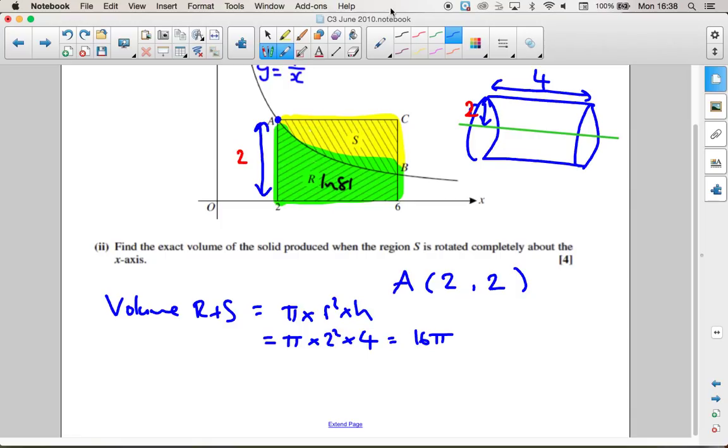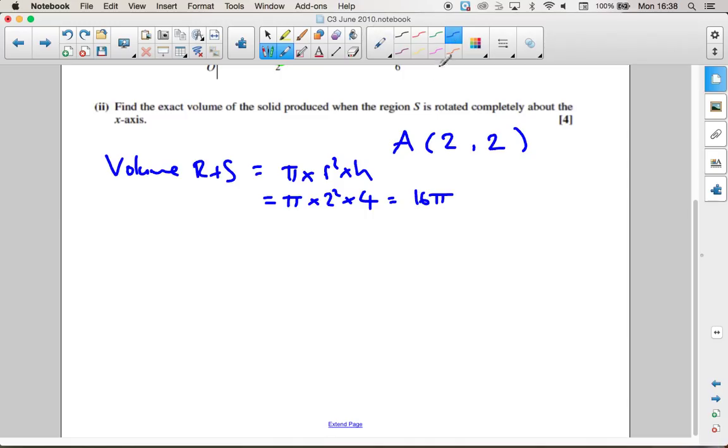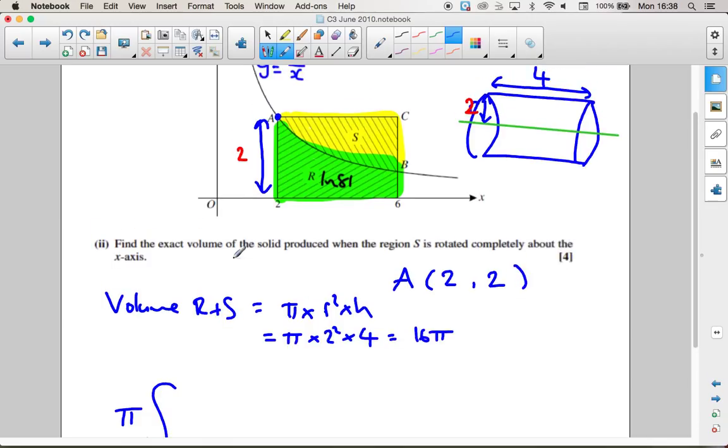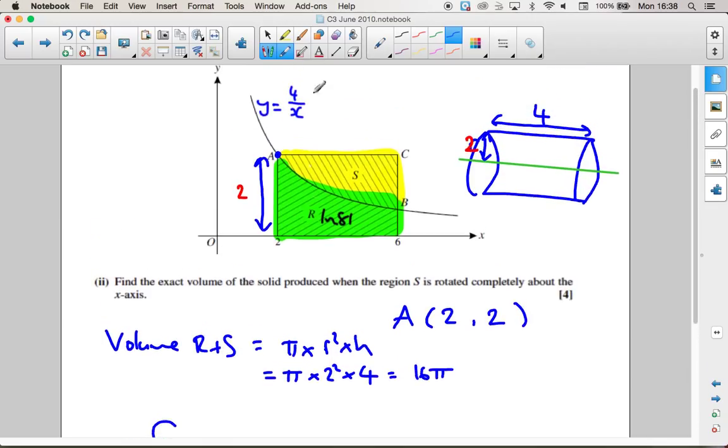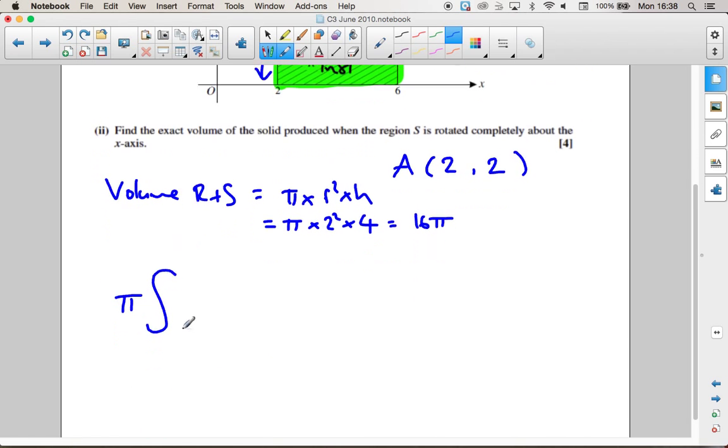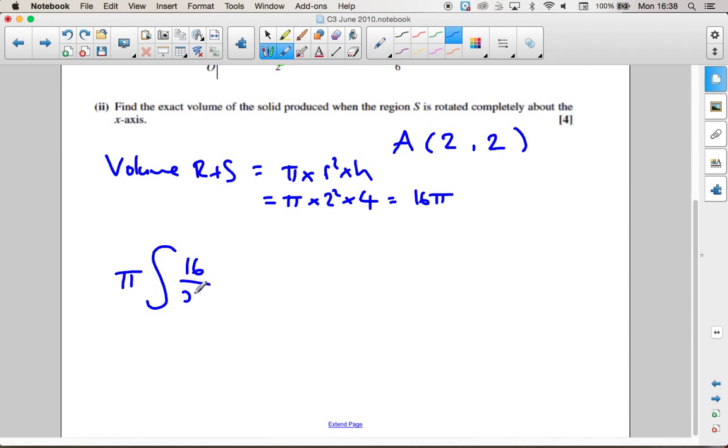Next job is to work out the volume of the green section, the volume of R. I know we know the area under R, but we don't know its volume yet. And to find the volume, we take the square of the function, so that's going to be 16 over x squared, and also times it by pi, and this is between 2 and 6. So this is to find out R.